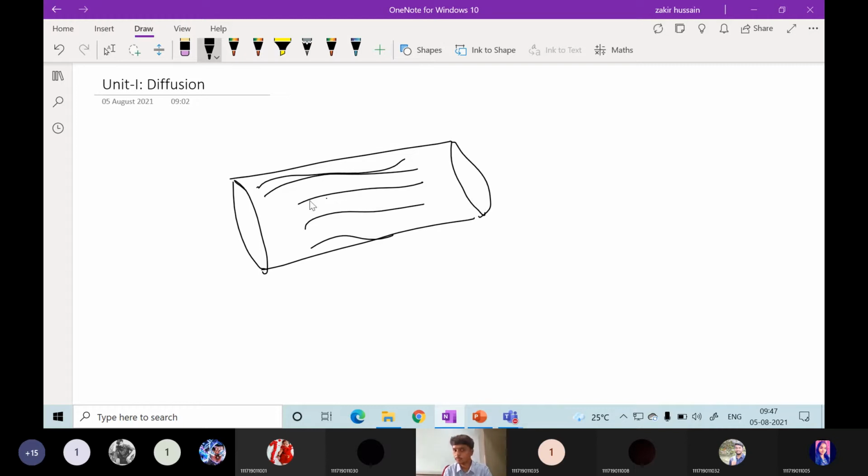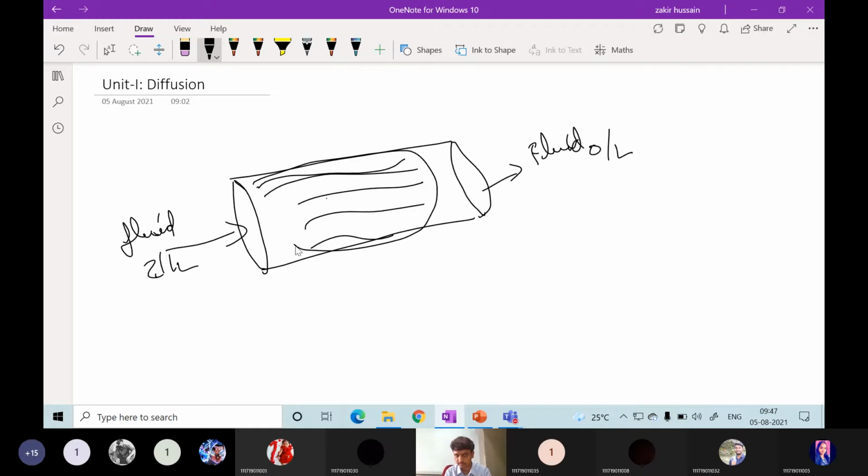So inside the pipeline, fluid has to travel. Okay, this is the fluid inlet, and this is the fluid outlet. While it is traveling, I am taking only this region now.